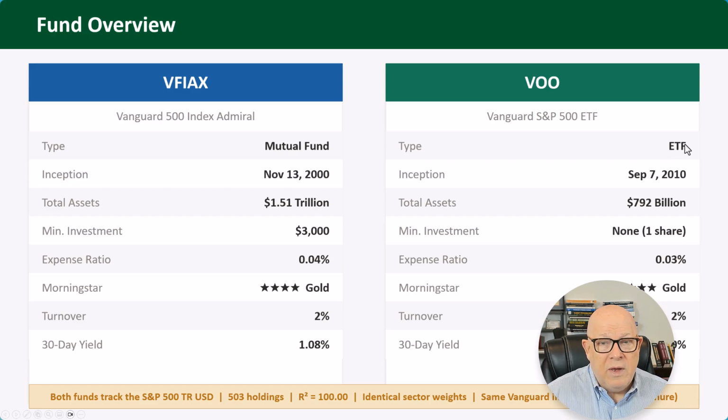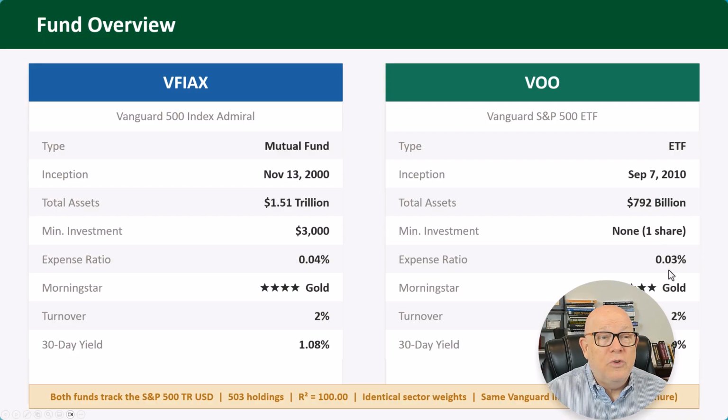VOO, on the other hand, is an ETF. It's only been around 16 years, which is actually long for an ETF. They manage less than $1 trillion, about $800 billion. There's no minimum investment. You can buy one share through Robinhood. You can actually buy fractional shares if you want, but one share is small enough.